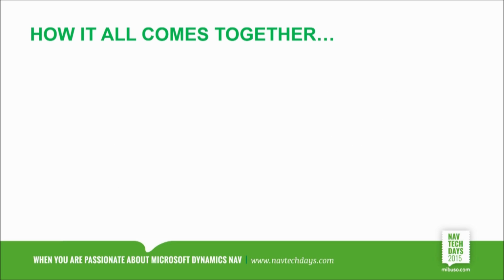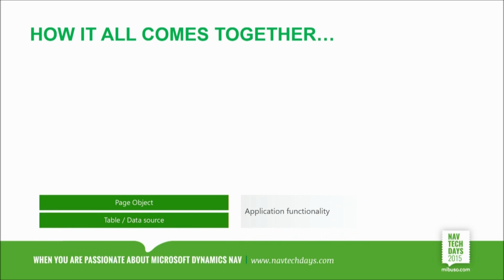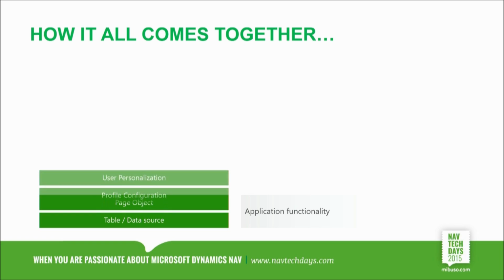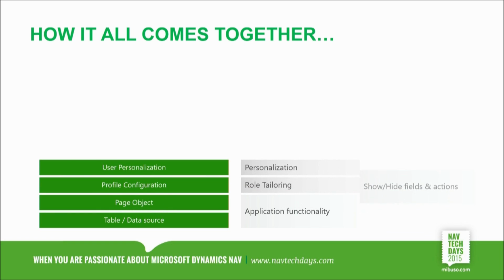So how does it all come together, right? How do you get the Universal App to build? Of course, it all starts, as usual, with you defining your pages and your data model. After that, you can define the profiles, the role tailoring, basically, and the configuration.